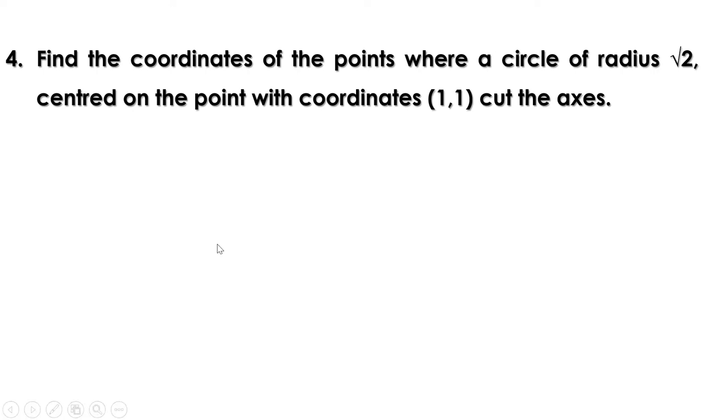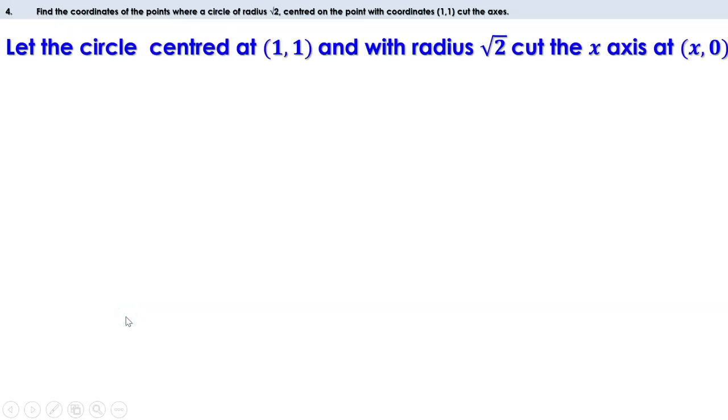Let us find the coordinates of the points where this circle cuts the x-axis. The point where the circle cuts the x-axis is on the x-axis. Therefore, its y-coordinate is 0. Let us take the x-coordinate as x. That is, let the point where the circle centered at 1, 1 and with radius root 2 cuts the x-axis be x, 0. 1, 1 is the center and x, 0 is a point on the circle. The radius is root 2.